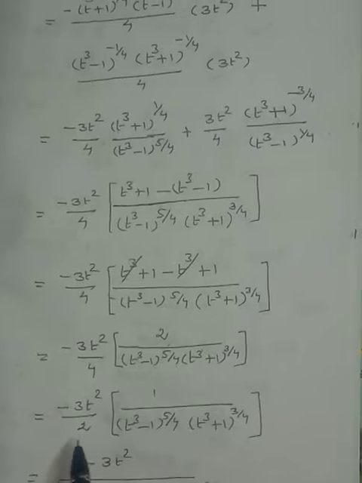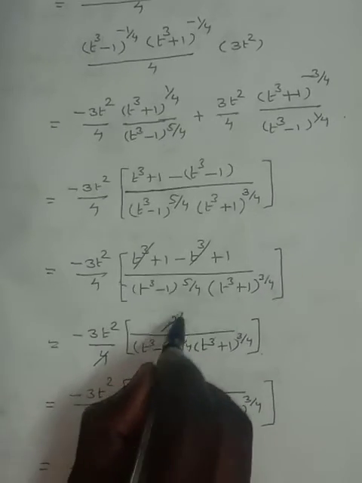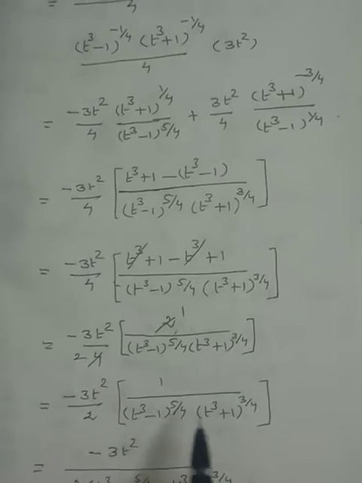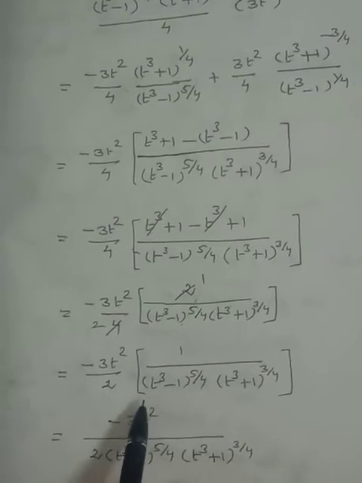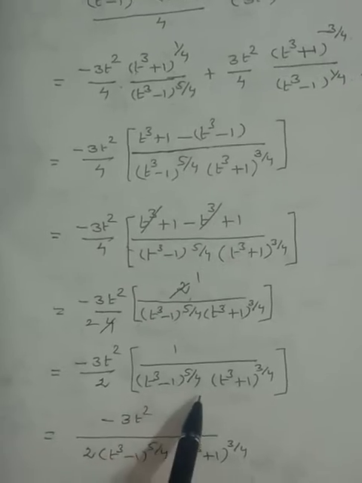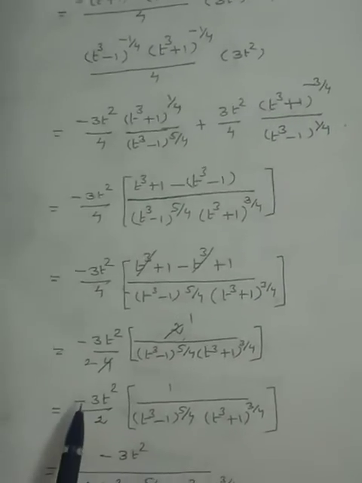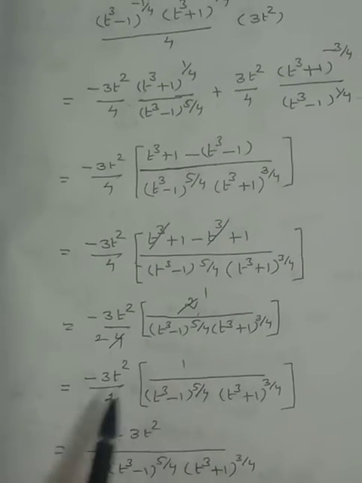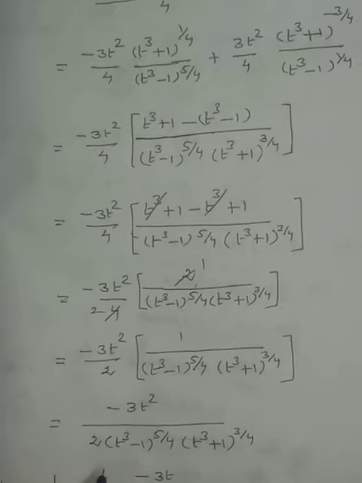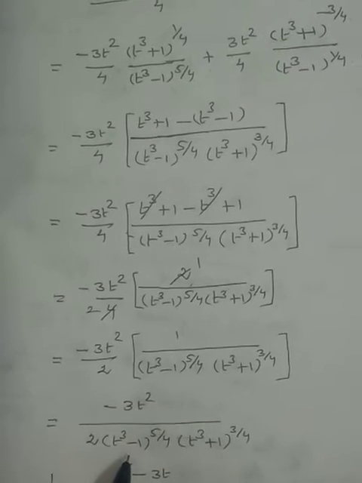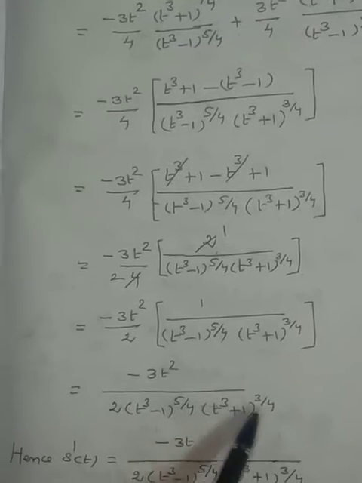Now 2 cancel. 1 2 is 2, 2 2s are 4. So minus 3t square divided by 2 into 1 by t to the power of 3 minus 1 whole to the power of 5 by 4 into t to the power of 3 plus 1 whole to the power of 3 by 4. Now multiply 1 into minus 3t square is minus 3t square divided by 2 into t to the power of 3 minus 1 whole to the power of 5 by 4 into t to the power of 3 plus 1 whole to the power of 3 by 4.